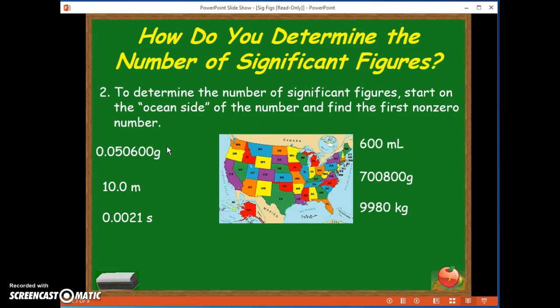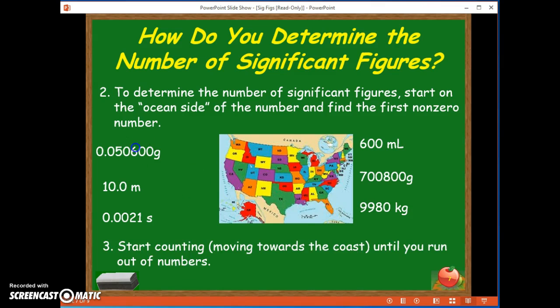Step 2. To determine the number of significant figures, start on the ocean side of the number and find the first non-zero. Okay, so a non-zero is any number that is not 0. Alright, so if you're looking at the number on the left side, you're going to start at the 5, because the 5 is the first non-zero that you see. As we're coming from the left, there's a 0, and then the 5 is the first non-zero. So that's where we begin counting. That's our first digit. That's digit 1. Everything after that, including the zeros, counts. So 5, 0, 6, 0, 0, all count. So there you would have 5 significant figures.